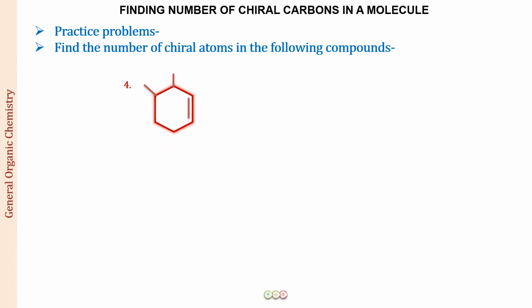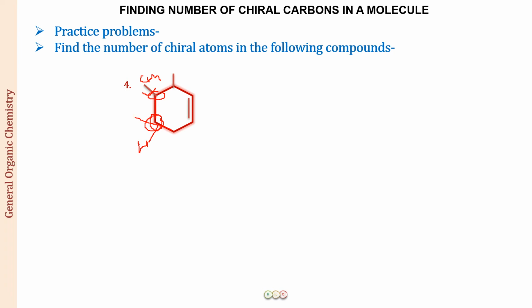Now coming to question number 4, you can see that we have a cyclic ring. Whenever you have a cyclic ring, just remember the carbons which are only a part of the chain and are not attached to any substituent. Here this carbon is attached to a CH3, but this carbon over here is not attached to anything except the carbons of the ring. What this means is that it is forming two bonds with hydrogen, and such carbons, because they have two similar hydrogens, cannot be chiral.